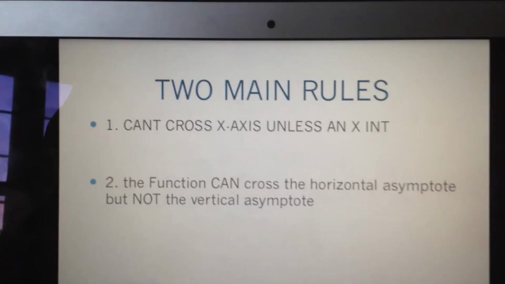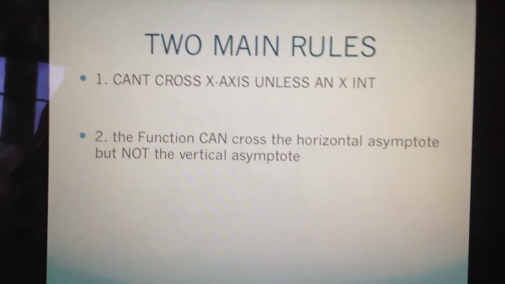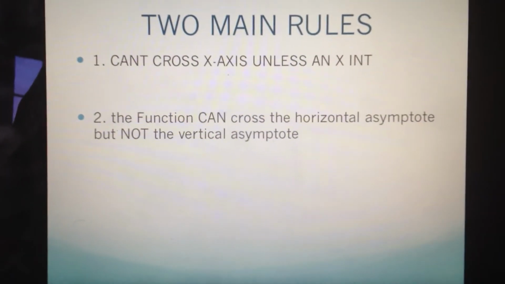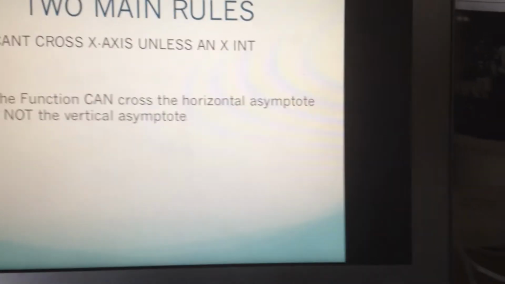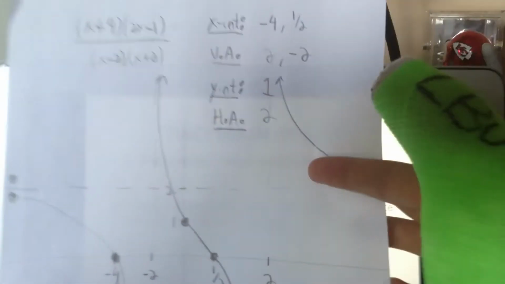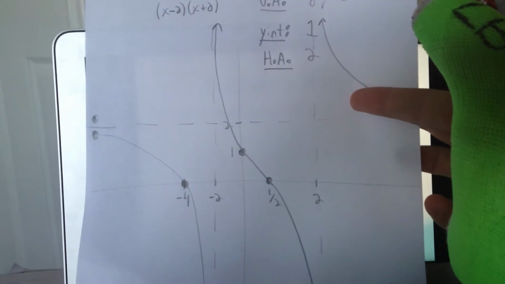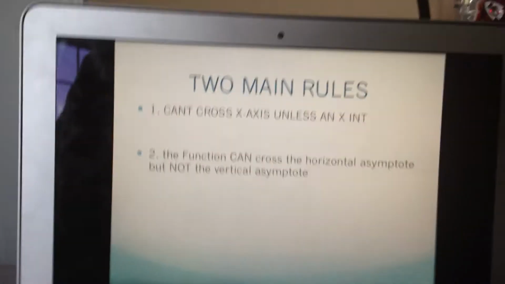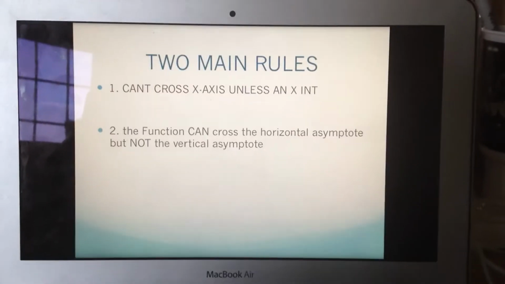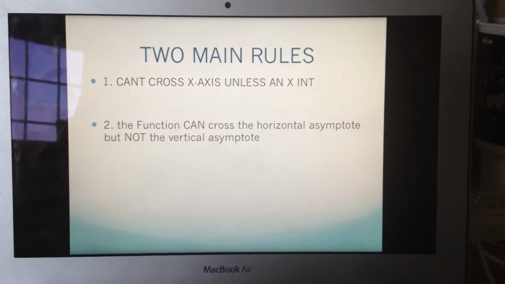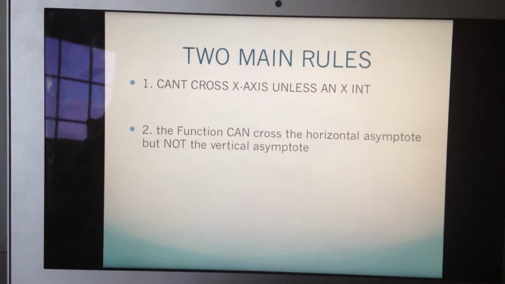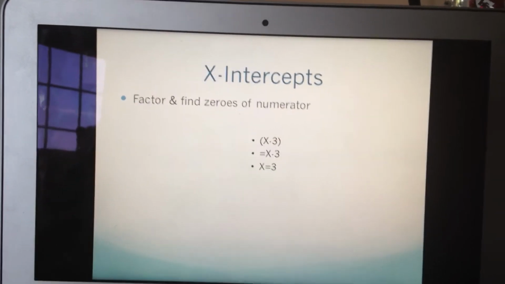The two main rules that you always have to remember about graphing rational functions is that you can't cross the x-axis unless there's an x-intercept. So as you see in this example here, it never crosses the x-axis unless there's an x-intercept. Second rule you always have to remember is the function can cross the horizontal asymptote but never the vertical asymptote. And then we'll learn more about what those are in a second.